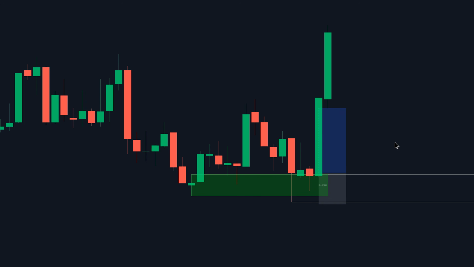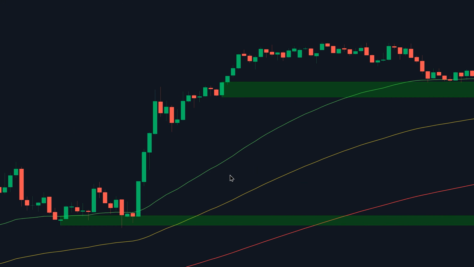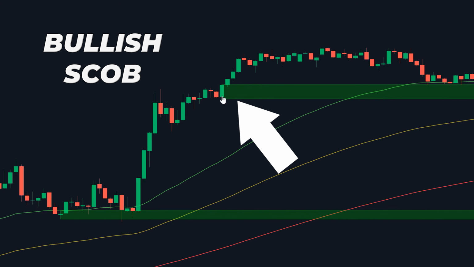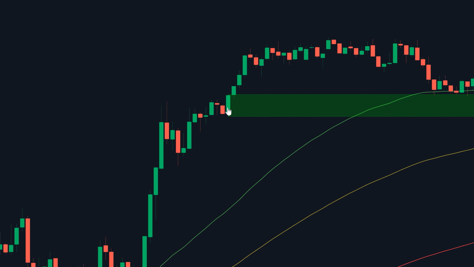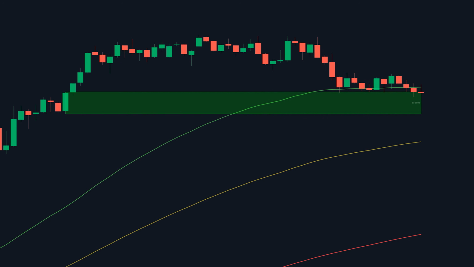Letting the trade run, and as you can see, it was indeed a profitable trade. Now, just a few hours later, we had another position. The trend of the market was bullish, so we would obviously be looking to take long positions. We had a bullish SCOB, or a bullish single candle order block, and then the price came back and retested it right here when this candle closed inside of the level.